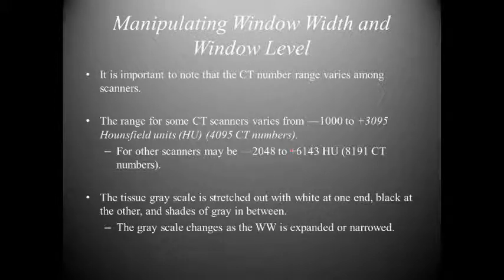When manipulating window width and window level, it's important to note that CT numbers vary among different scanners. The range for some CT scanners varies from -1000 to +3095 Hounsfield units, so that gives you a total of 4095 CT numbers. For other scanners, it may be -2048 to +6143. It gives you a total of 8191 CT numbers. So a lot of numbers in between. So we're not going to get caught up in what the scanners say or how many numbers the scanners have, because that's going to be specific to each manufacturer. And so we really can't designate or determine this.